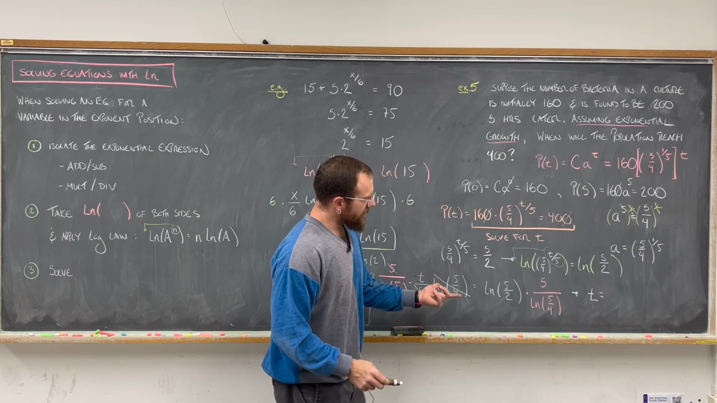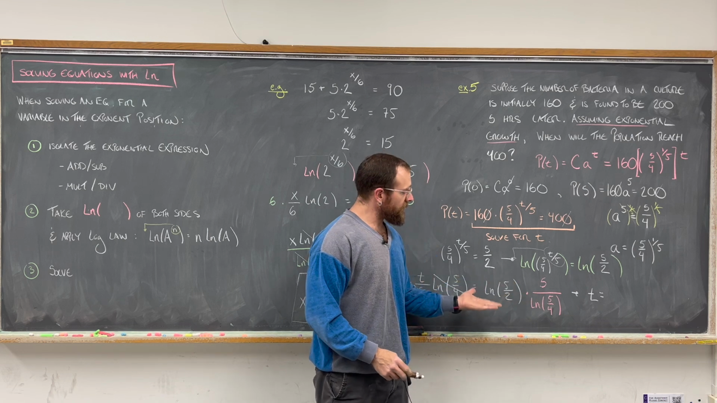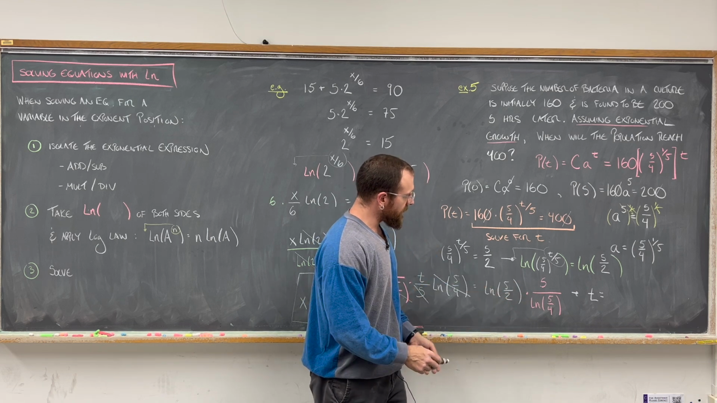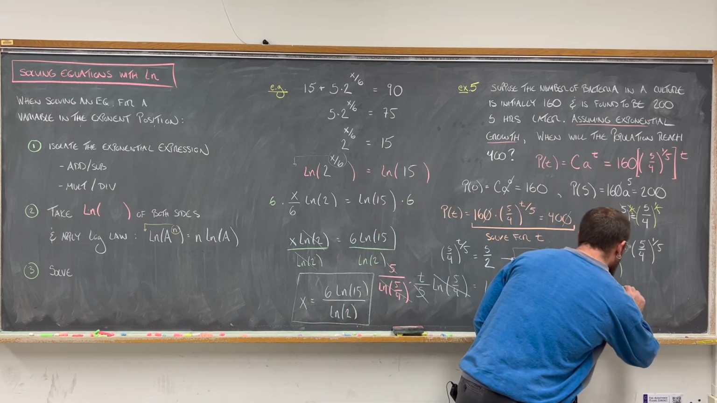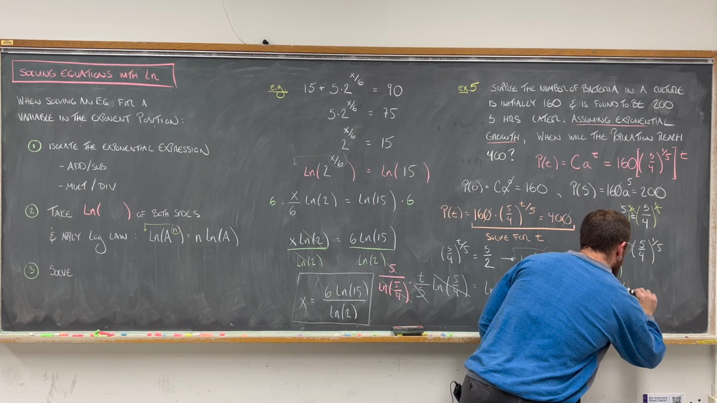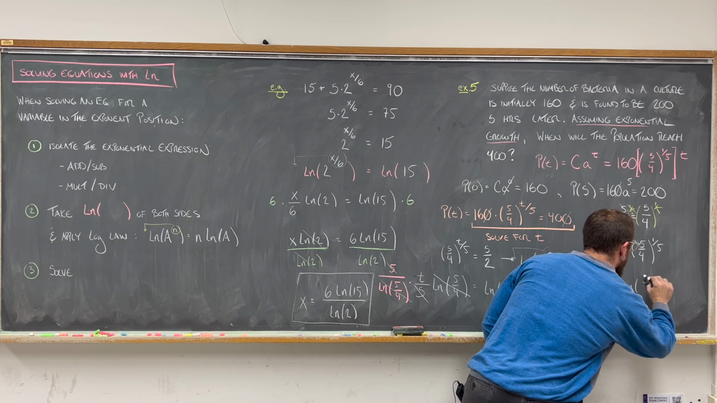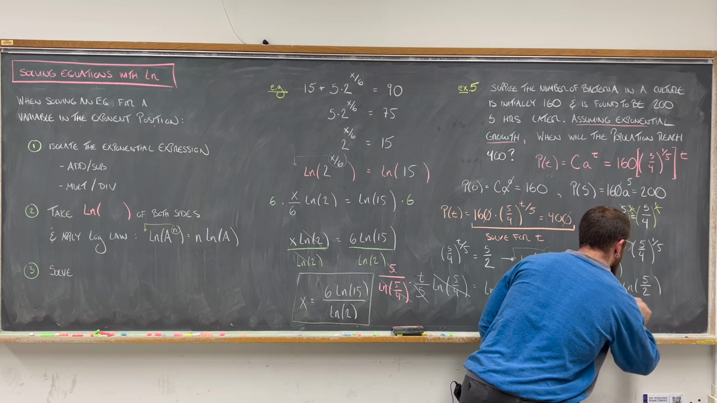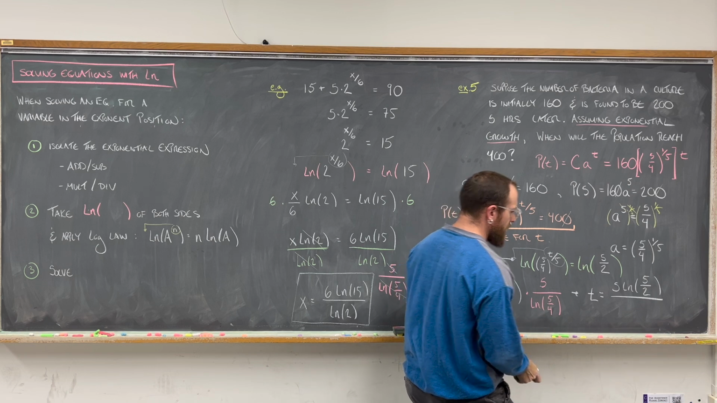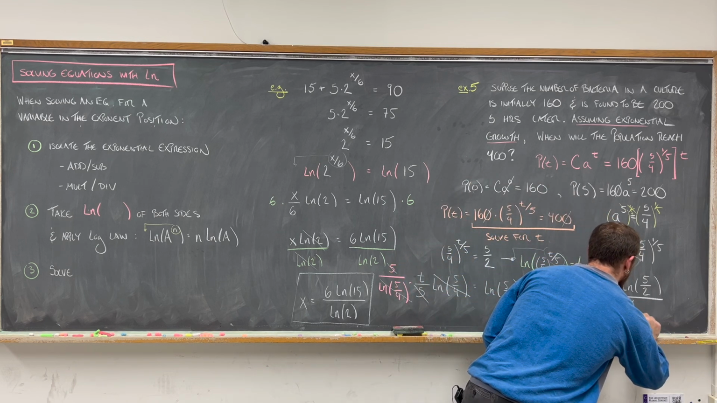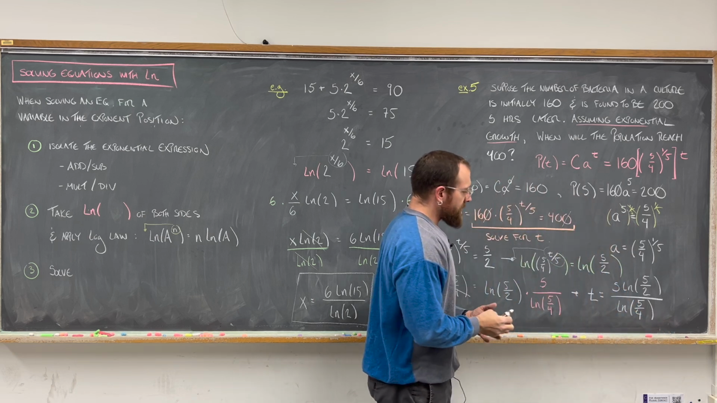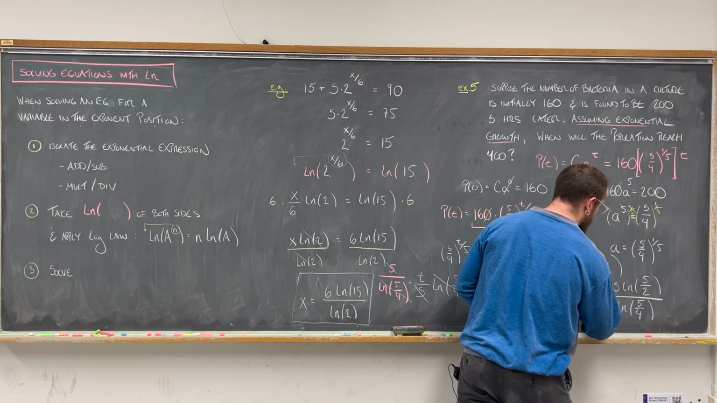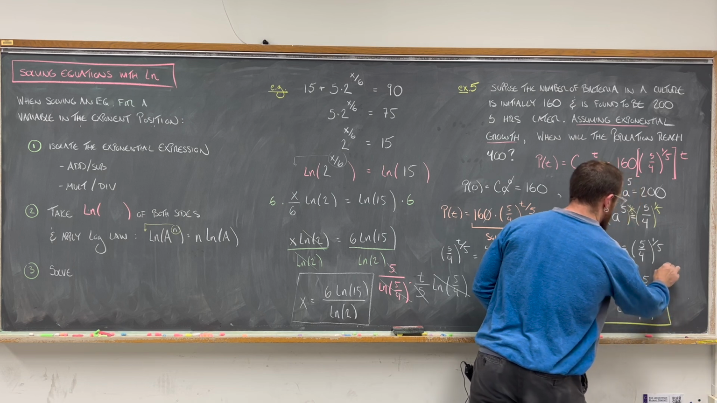And on the other side, there's nothing to really do here other than to just write it up as one big fraction. On top, we have 5 times ln of 5/2. And on the bottom, I have ln of 5/4. All right, so that's my final answer. That's how I'm going to leave it. t is equal to this.